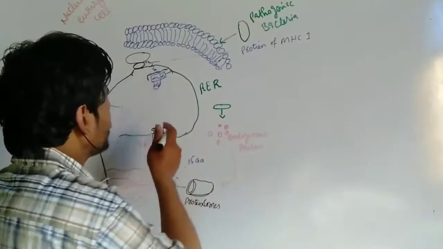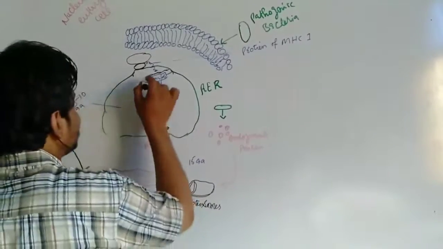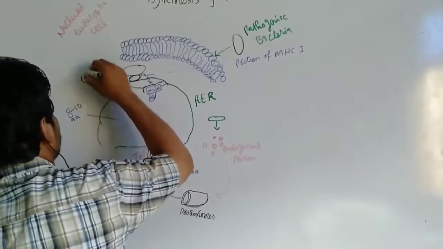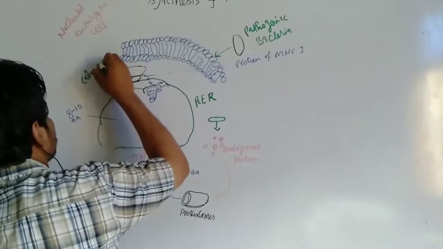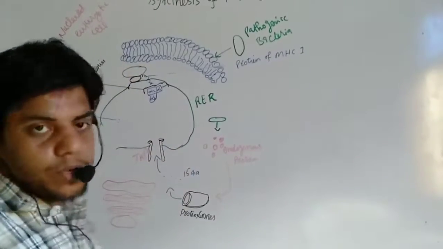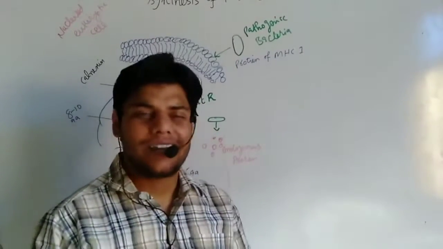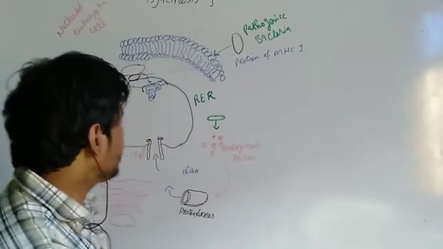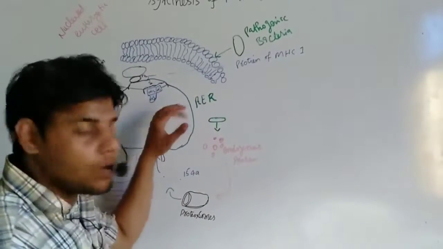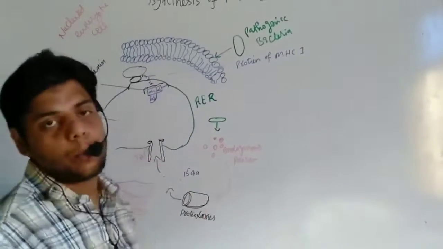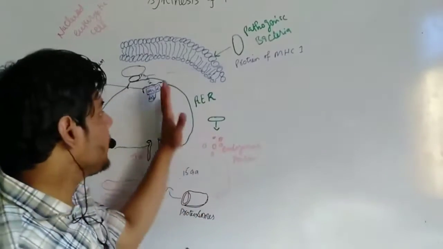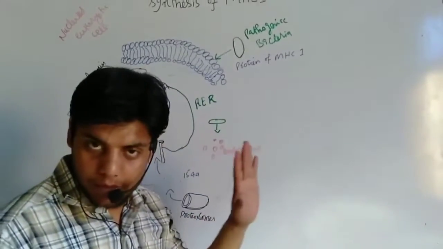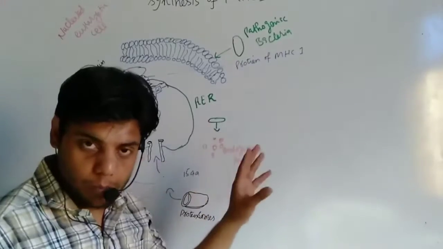Now this is another protein which is also formed. We call it calnexin. This protein acts like a chaperone, and it will bring this MHC molecule inside the endoplasmic reticulum. Now we get the incomplete MHC1 molecule.